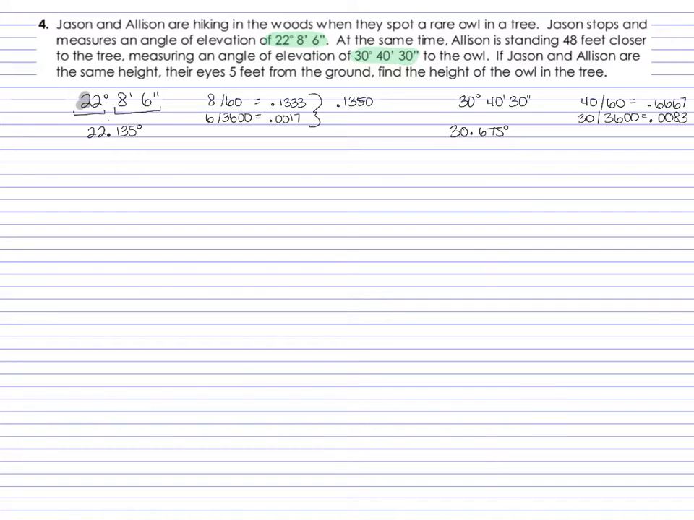The second part of the problem is actually drawing the picture to give us a visual as to how this problem is going to work. The thing that we know for sure is the height of this tree. So here's my tree, which has a height of h. From there, Jason is looking at the tree from over here.